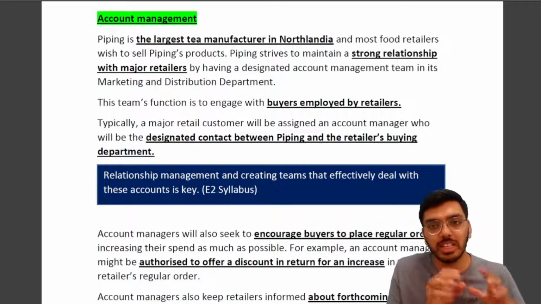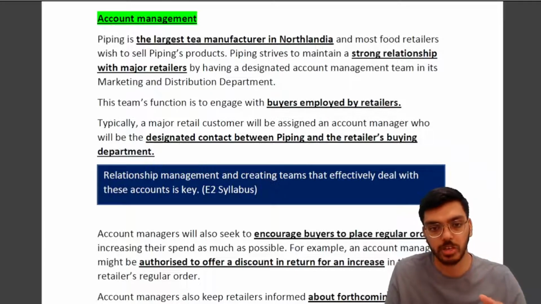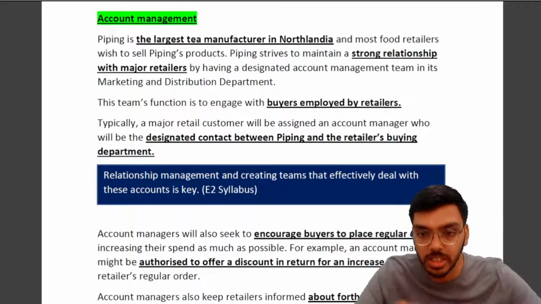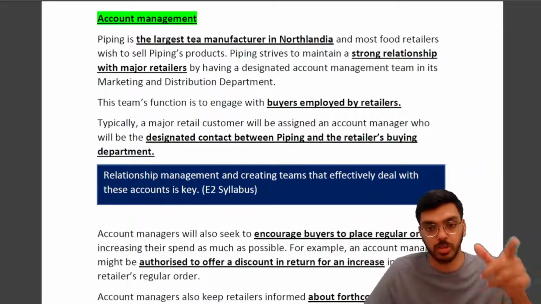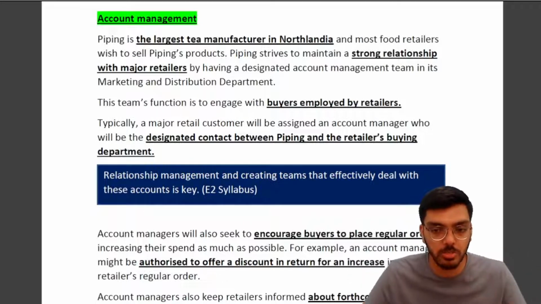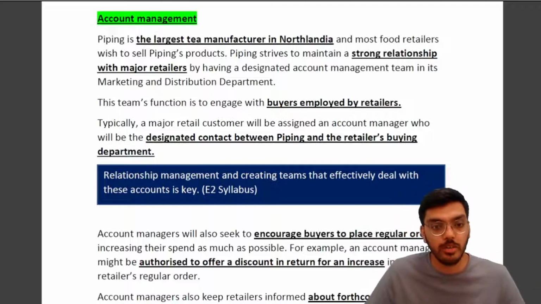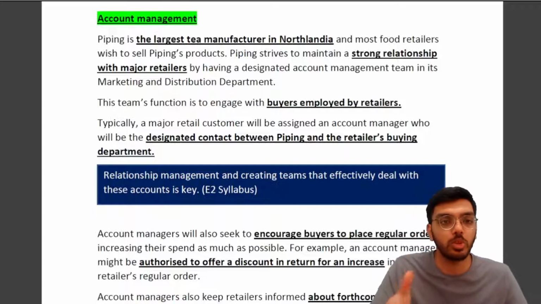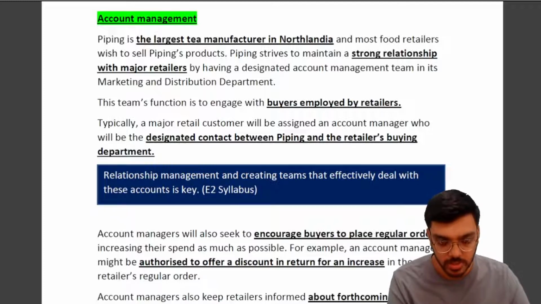So they're telling us that we want to maintain this relationship management, creating teams that effectively work with each other, that effectively deal with these accounts. So team management, conflict management, because wherever there is a team, there is a possibility of a conflict. So conflict management, understanding the level of conflict, all of this is important, and your E2 syllabus comes into the picture here. So this team's function is to engage with buyers employed by retailers.